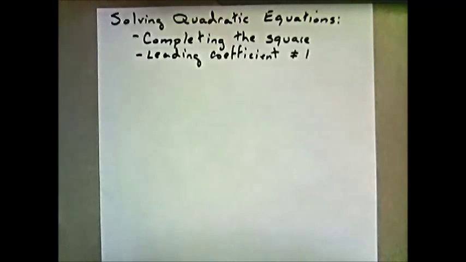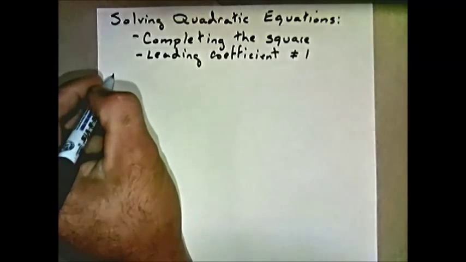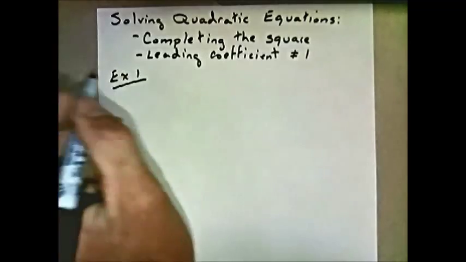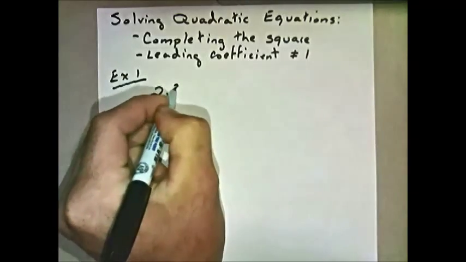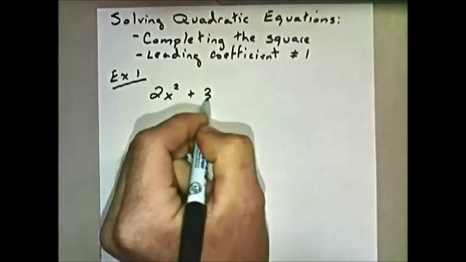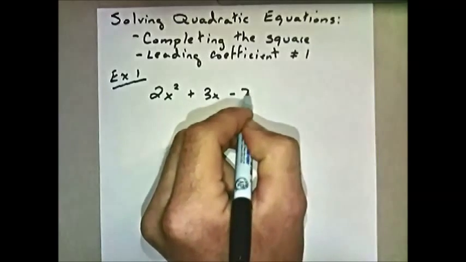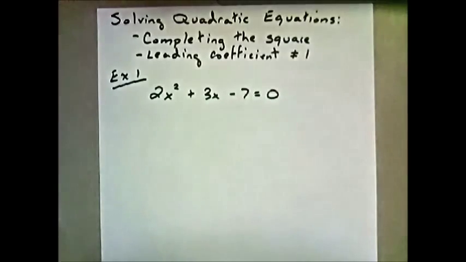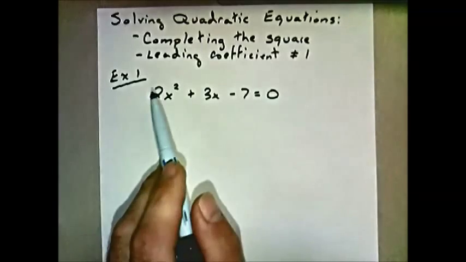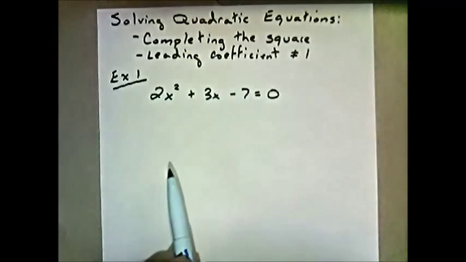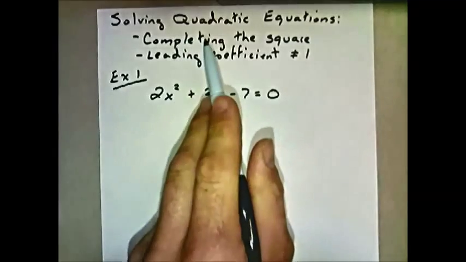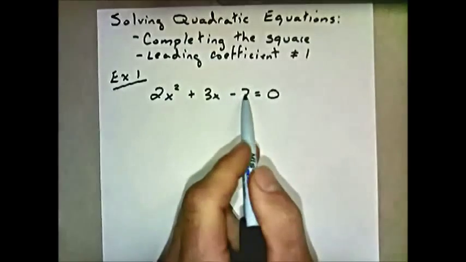So up to this point, we've looked at solving quadratic equations by completing the square where the leading coefficient was equal to 1. Now we're going to look at it when it's not equal to 1. So an example of this might be 2x squared plus 3x minus 7 equal to 0. Notice this is not factorable, so we cannot factor it to solve it. We're going to complete the square.